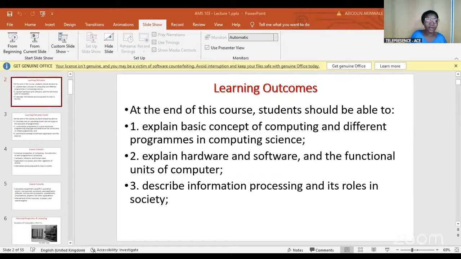Okay, yes, thank you. So from the next slide, the basic concept of computing and different programs, hardware, software, I've told you, describe information processing and its role in society. So then the next slide to this, wait for it.